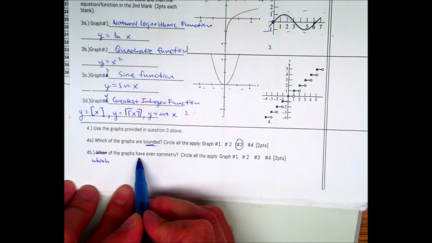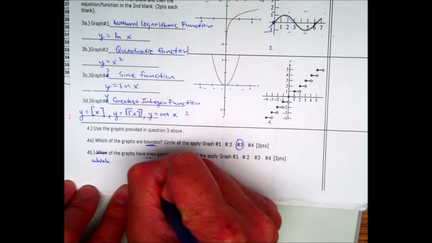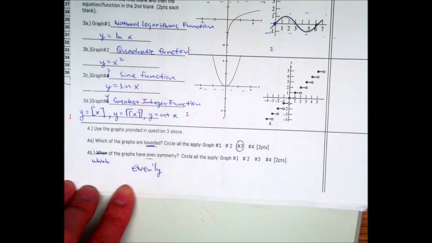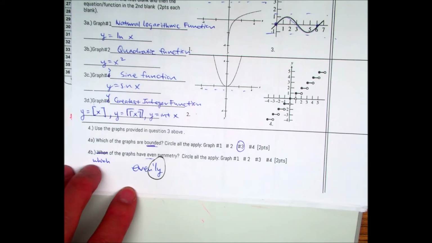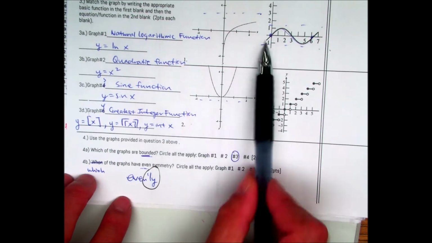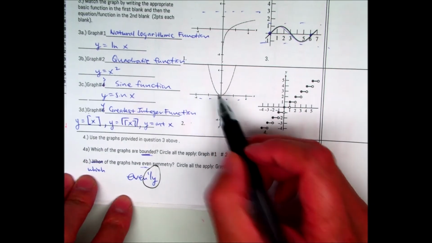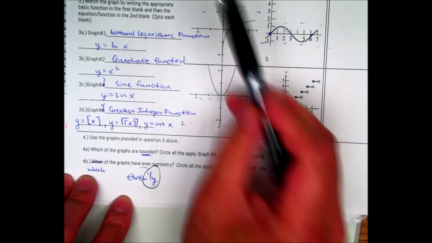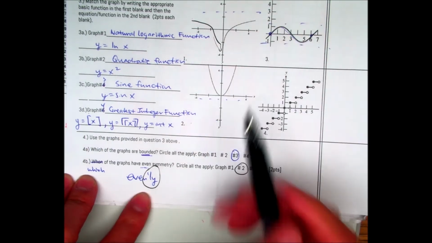Which of the graphs have even symmetry? So my trick there is the word evenly. And that's kind of to show you that it should be symmetrical over the y-axis. So if I fold it here, it would go across, so that would be graph number 2. This would not. That would have to have a graph that looks something like that.